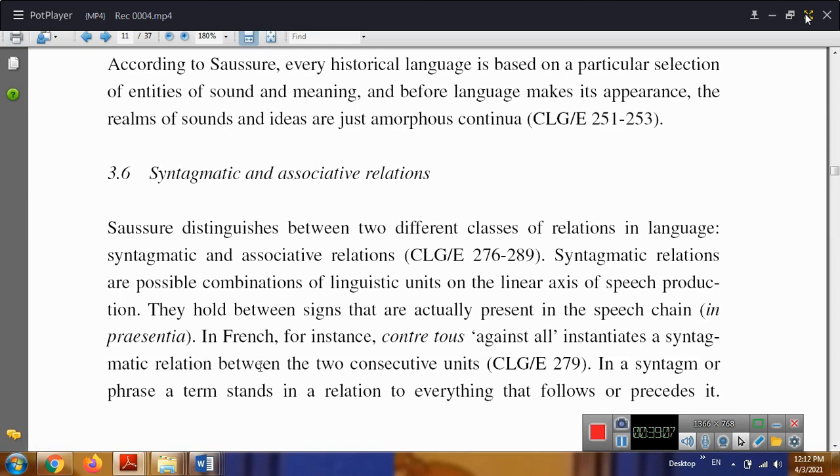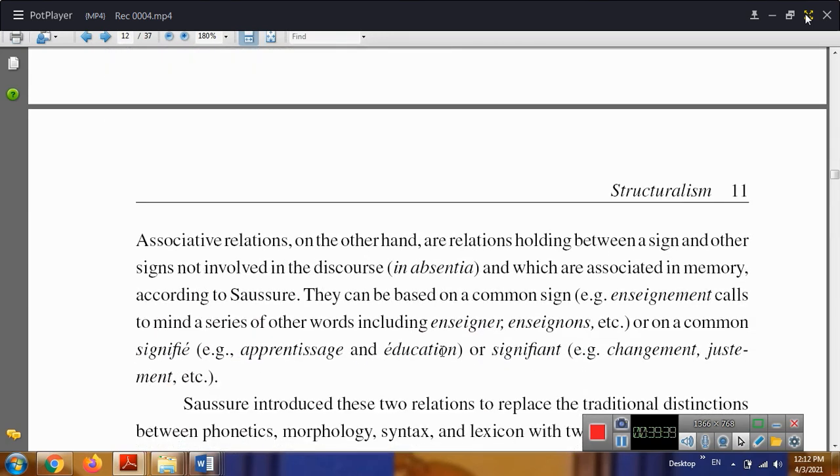The syntagmatic was the relation between the possible combination of linguistic units and the linear axis of speech production. By linear, all of the linguistic units are in a linear axis, like here. They are in a linear axis. And in syntagmatic, we pay attention to the relation which exists between the combination of these linguistic units in the linear axis of speech production.